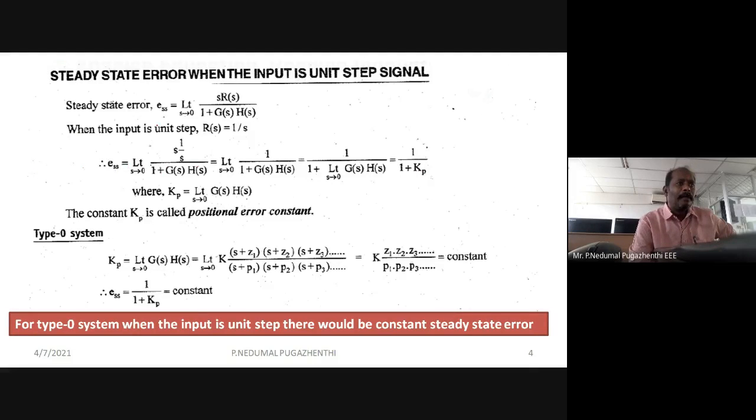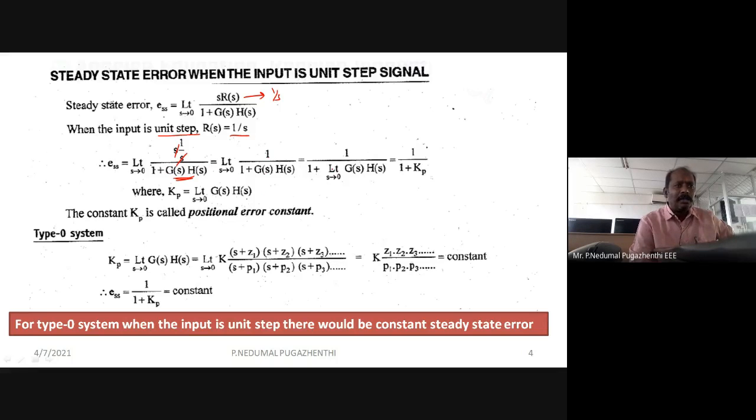You see that the steady state error from the frequency domain or final value theorem, I can write as limit s tends to 0, s into R(s) divided by 1 plus G(s)H(s). Now, if my input is unit step, R(s) is equal to 1 by s. So if I substitute R(s) equal to 1 by s, I get s into 1 by s divided by 1 plus G(s)H(s). Now the s gets cancelled, and the limit s tends to 0 can be applied only to the transfer function part.